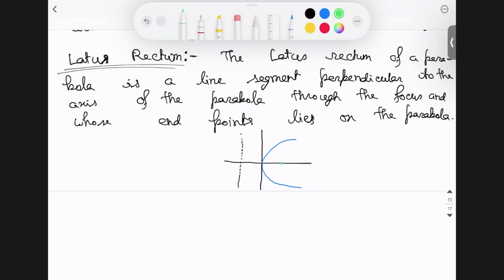The endpoints will lie on the parabola. That is the line segment like this. Now, what is the length? Length means this length. How can we find it? This is the focus. Now from here, the distance to this point and the distance from this point will be the same by the definition of the parabola.